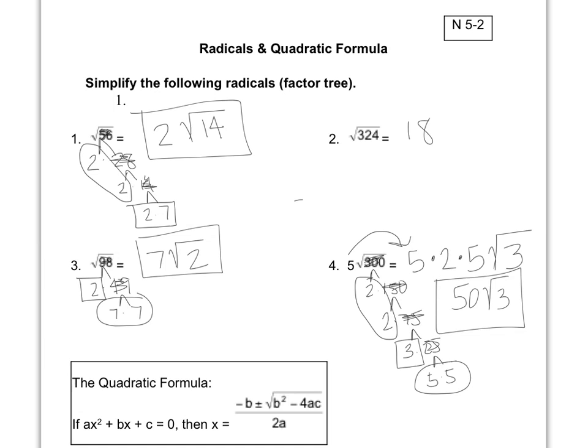So that is simplifying radicals using factor tree. So first thing, always check and see if it's perfect before you use the factor tree.